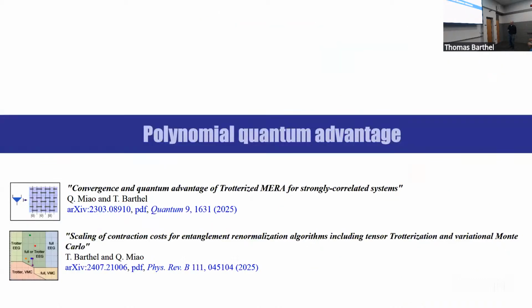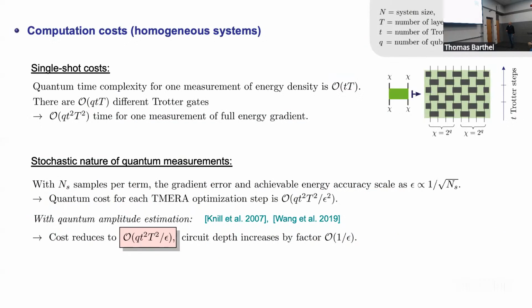Okay, now the question, exactly your question, what about the computation costs? So we want to compare the classical to the quantum computation cost, which is not so trivial. So what are the costs in the quantum case? We already talked about that. To evaluate the energy density, basically, you need small t times capital T, the number of layers times the number of trotter steps. Also the total number of gates we have is proportional to T times capital T. So if you want to get the energy gradient for all of these trotter gates here, then the cost will be T squared.